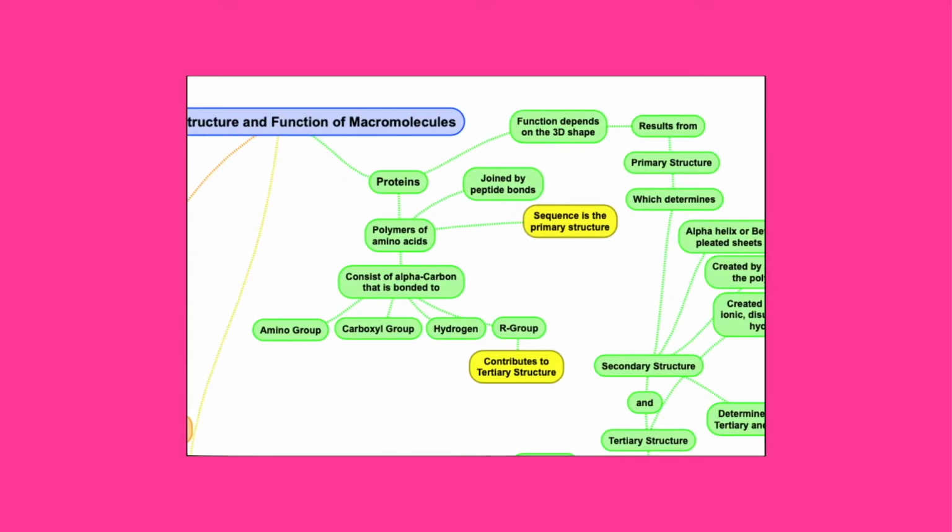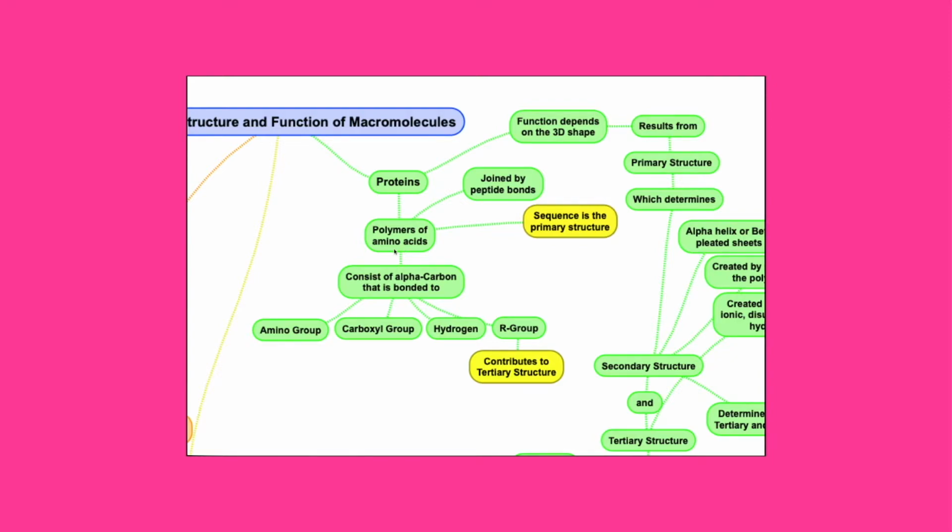All right, so let's go ahead and move on to proteins. We're going to be here for a little while. Lots and lots of information. So first of all, proteins are going to be polymers. They are polymers of amino acids, which means that amino acids are monomers. So the monomers of proteins are called amino acids.